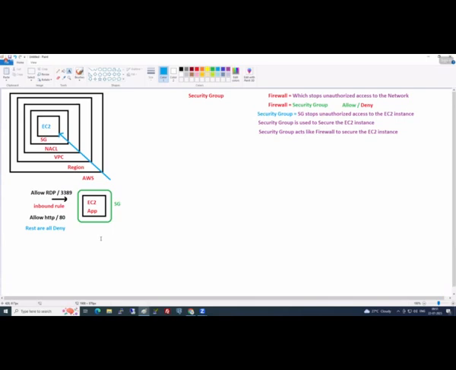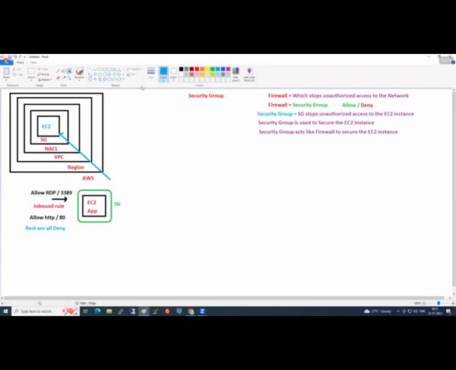I have allowed RDP, that is one rule. I have allowed SSH, that is another rule. I have allowed HTTP, another rule. So if I want to deny SSH, what do you need to do? Delete the rule. Is it clear till here?